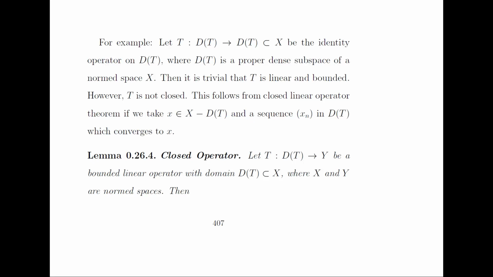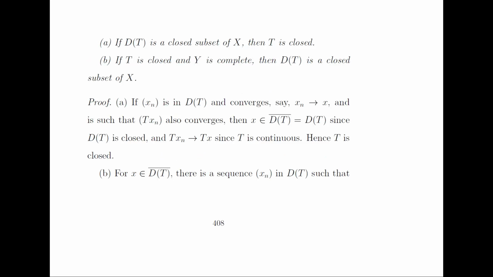So now we have a closed operator. Let T from the domain of T to Y be a bounded linear operator with the domain of T a subset of X, where X and Y are normed spaces. Then, number one, if the domain of T is a closed subset of X, then T is closed. Number two, if T is closed and Y is complete, then the domain of T is a closed subset of X.